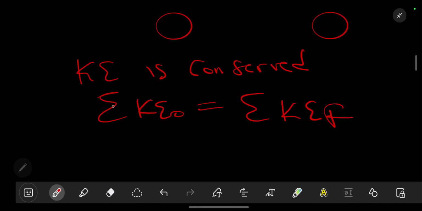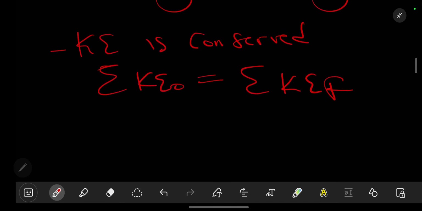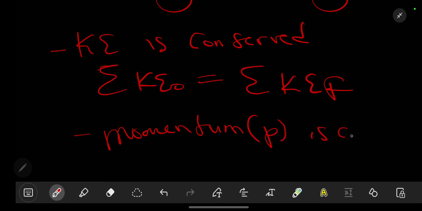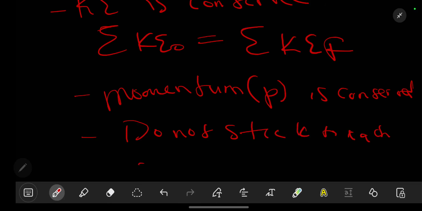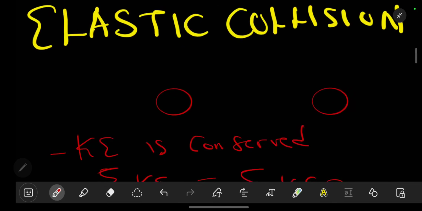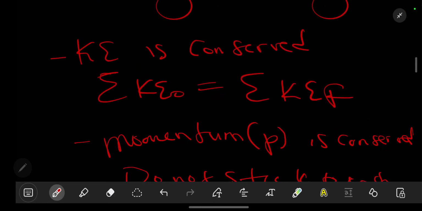So before we look at the examples, the kinetic energy is conserved, and also the momentum. The symbol for momentum is P, is conserved. So the momentum is conserved. Then they do not stick to each other. So that is elastic collision. So now let's look at some questions.